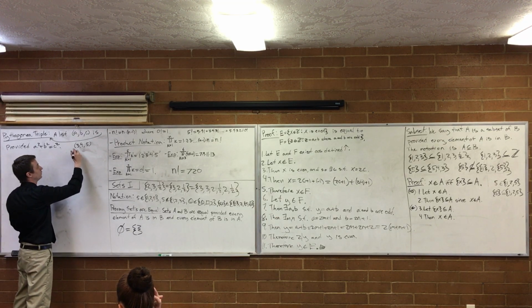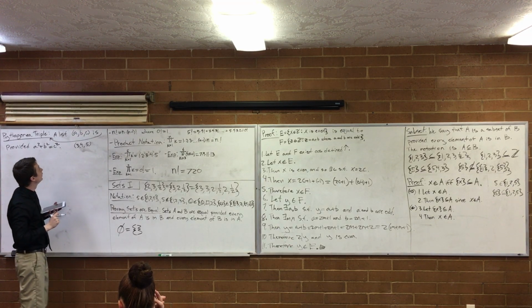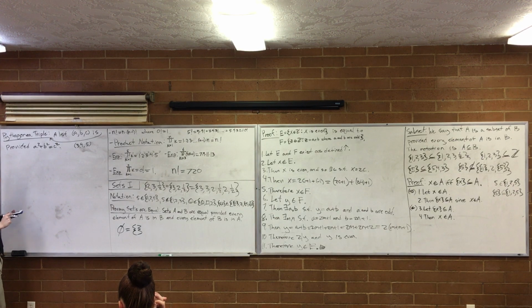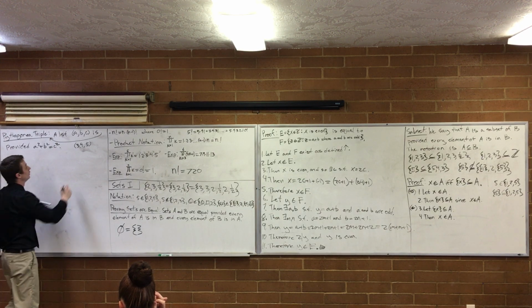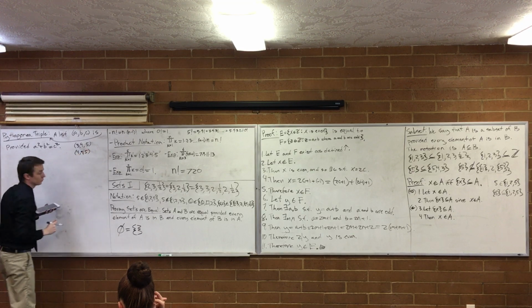Maybe we'll try another one. Does it have to be in a row, like 3, 4, 5? It could also have been 4, 3, 5. That's a Pythagorean triple.